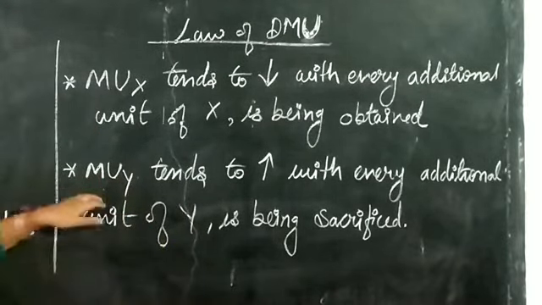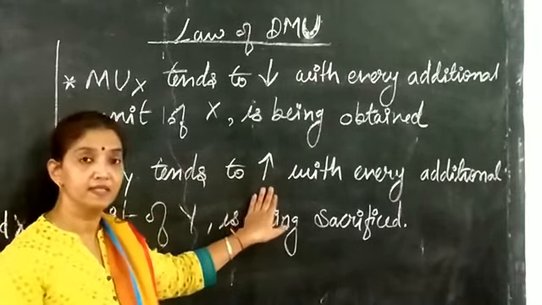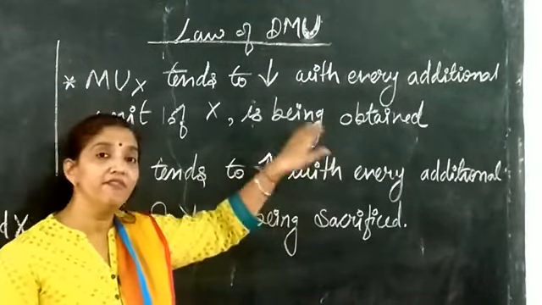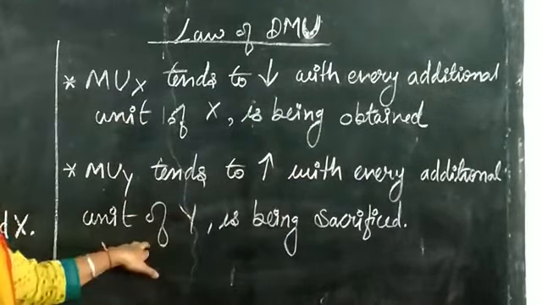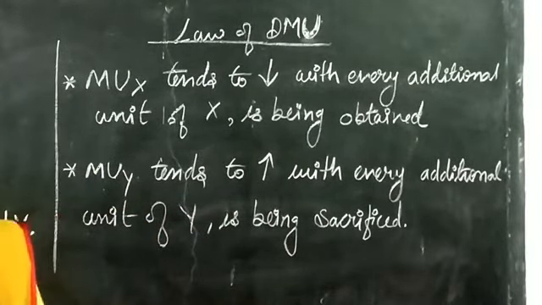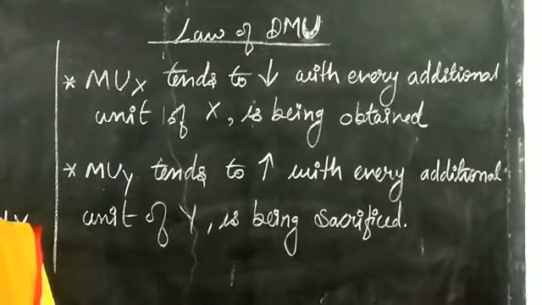Other one is marginal utility of Y. MUY tends to rise. Marginal utility of Y tends to rise with every additional unit of Y that is being sacrificed. If we give up more and more units of Y, in that case the marginal utility of Y will increase and the intensity of desire for the consumption of Y will also increase.